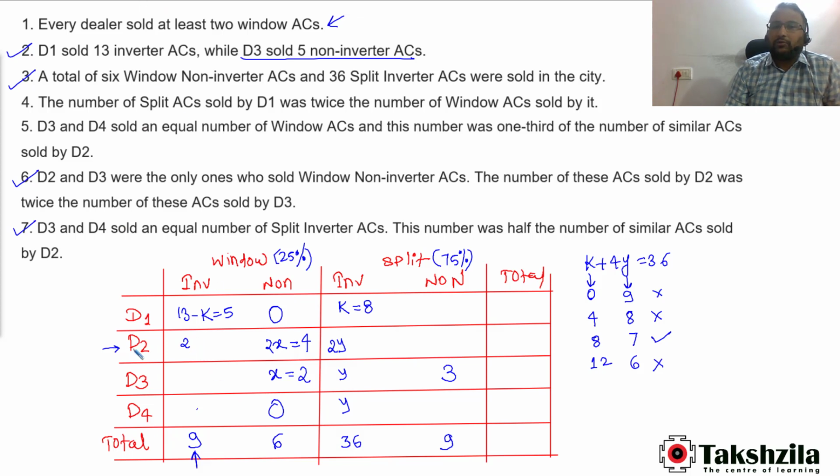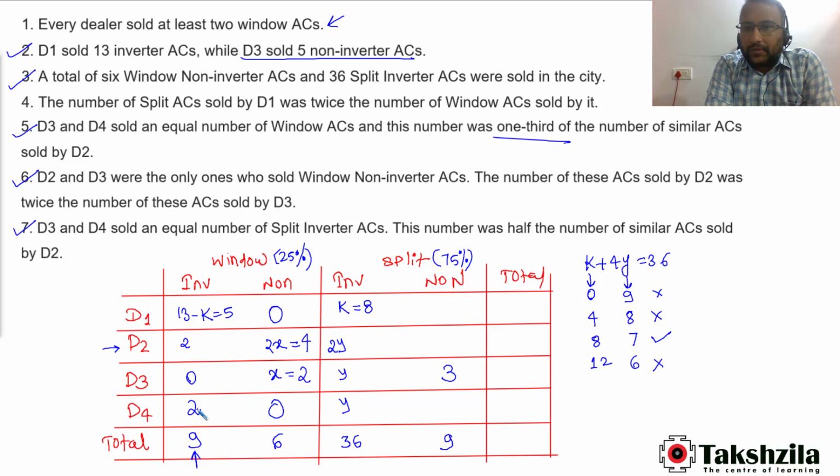It means D2 is going to sell how many window ACs? 2 plus 4, 6. And 1/3 of 6 is equal to 2. It means the total window ACs sold by D3 is 2. So inverter is 0, non-inverter is 2. And the total window ACs sold by D4 under the inverter category is going to be 2. So this is how we can use statement number 6.